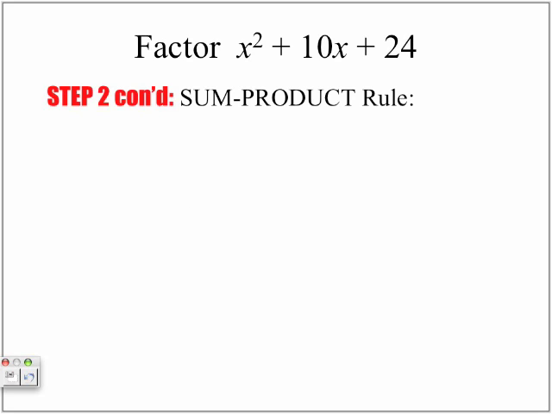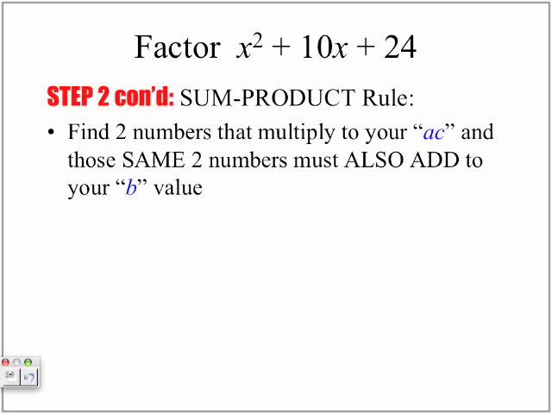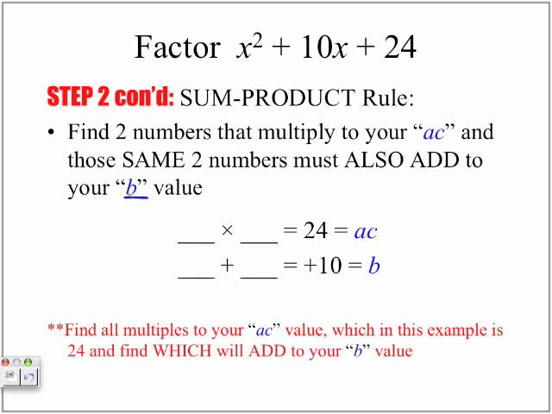To continue with the sum product rule, we're going to try to find two numbers that multiply to our ac value, and those same two numbers must add up to our b value. In other words, we're trying to find two numbers that multiply to 24 and that same two numbers add up to 10. So we want to find all the multiples of our ac value, which in this example is 24, and find which pair adds to the b value.